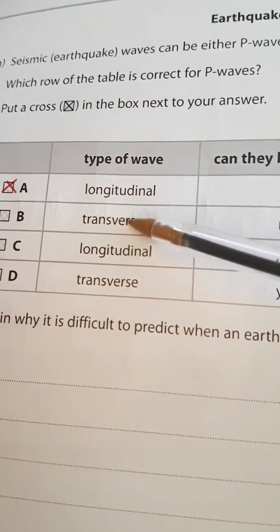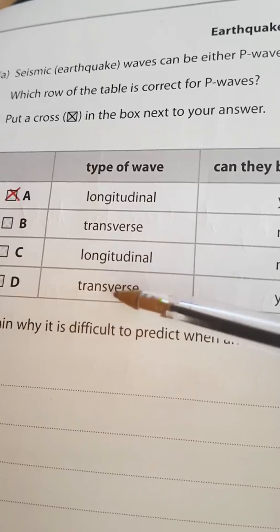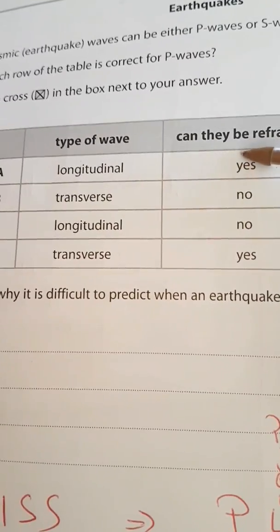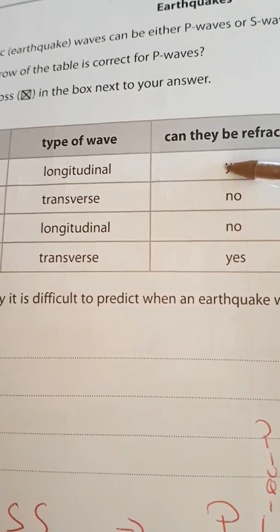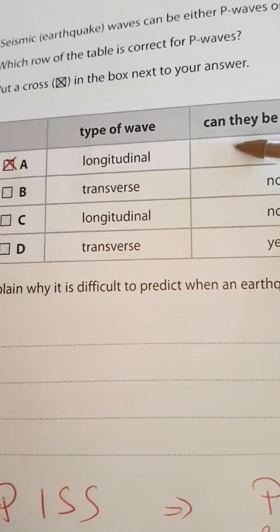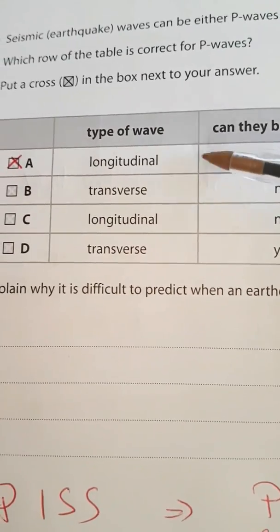This question is about P waves, so straight away you can cross out these two because P waves are not transverse. The question is, can they be refracted? The answer is yes. Every single type of wave can be refracted. It doesn't matter what the wave is, it can be bent due to the different densities. So that answer is A.